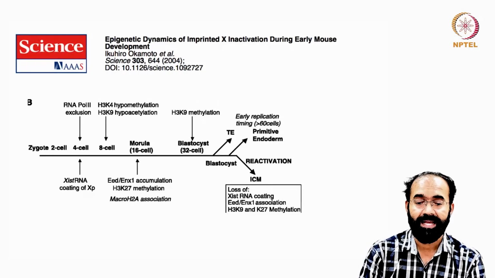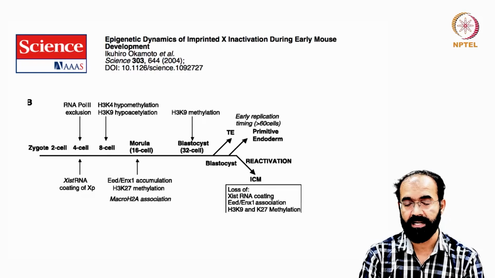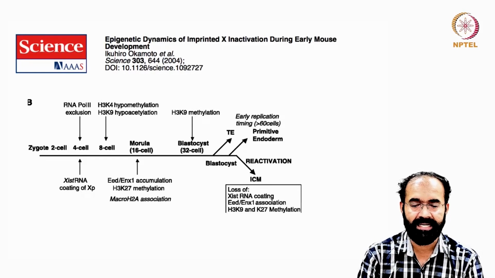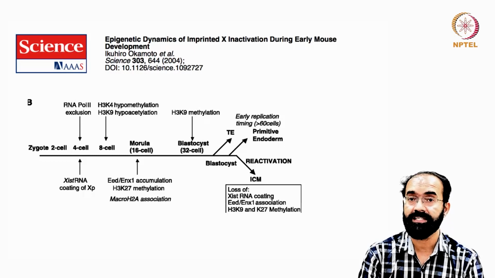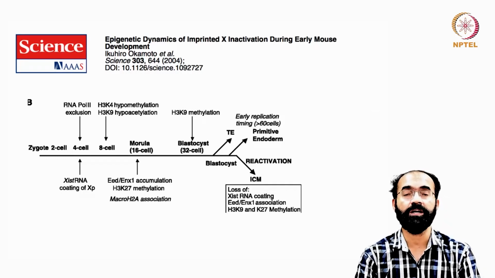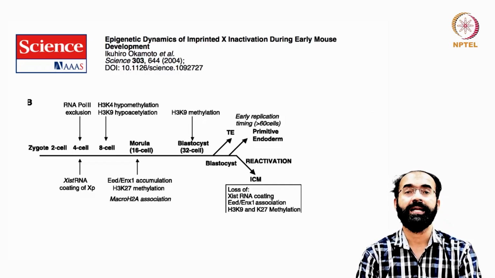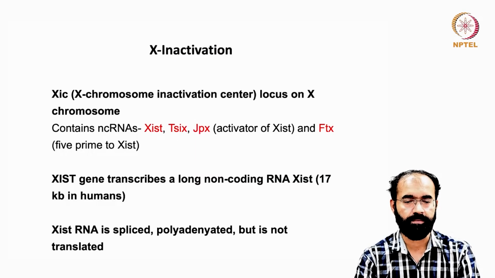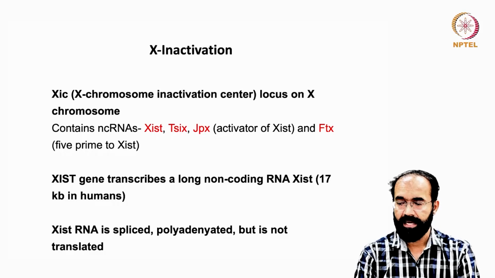So the loss of Xist RNA coating on the paternal X chromosome takes place, and EED ENX association is lost, and H3K9 and H3K27 methylation is lost, so that the reviving of this paternal X chromosome happens. Now either maternal or paternal can get inactivated. So let us see X inactivation.